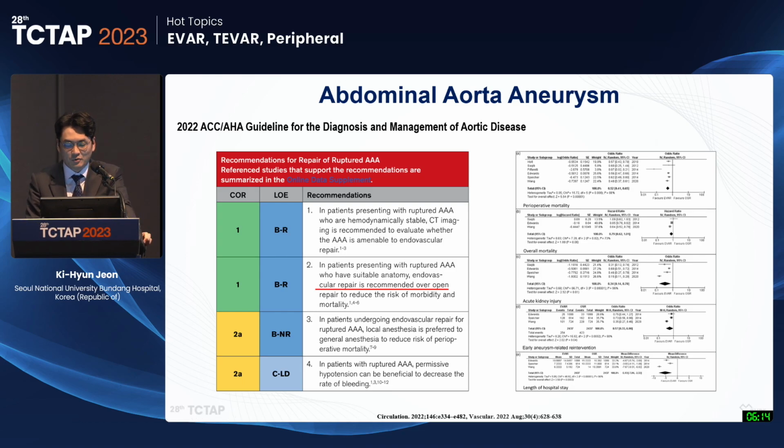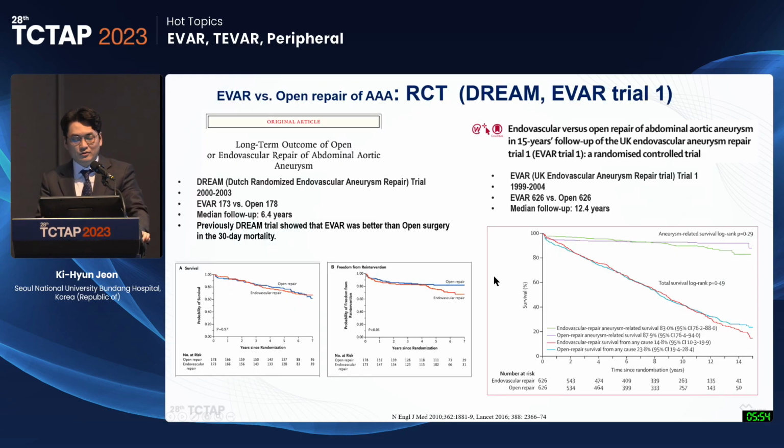And this is supported by the meta-analysis that showed EVAR is better than open surgery in terms of perioperative and overall mortality and acute kidney injury, and early intervention for ruptured AAA. So I would like to introduce the landmark trials that compare long-term outcomes of open and endovascular repair of AAA.